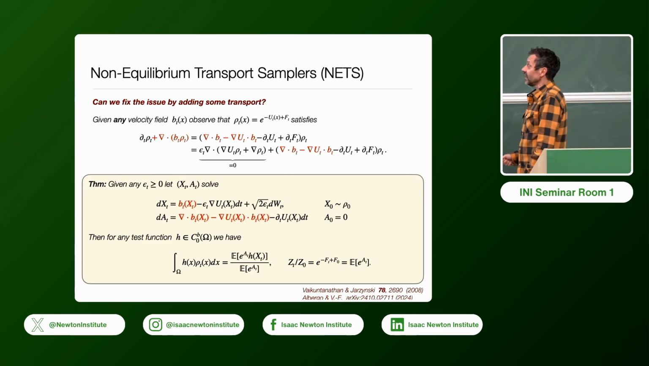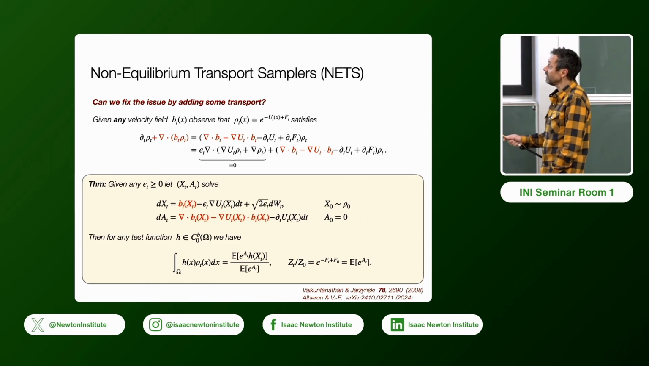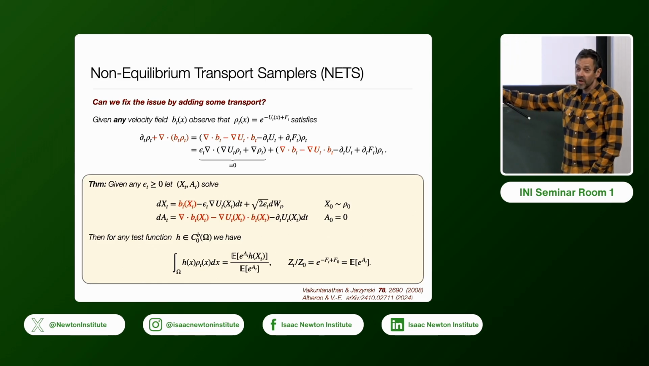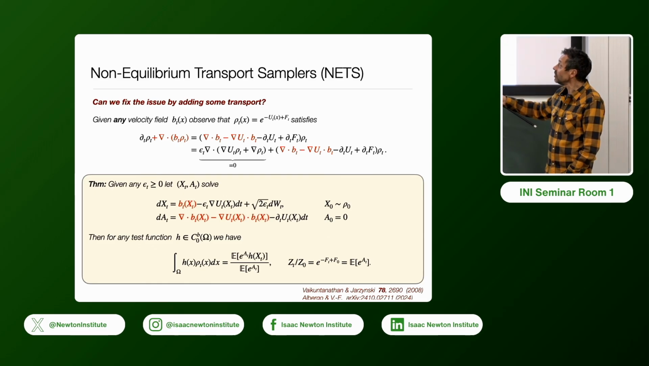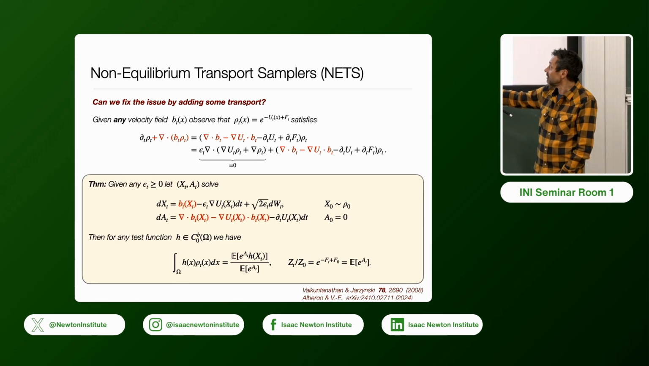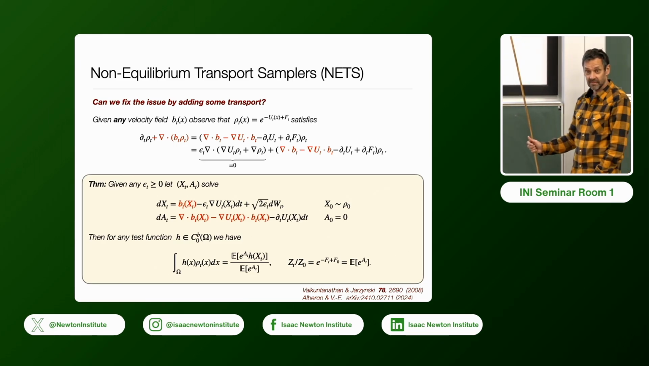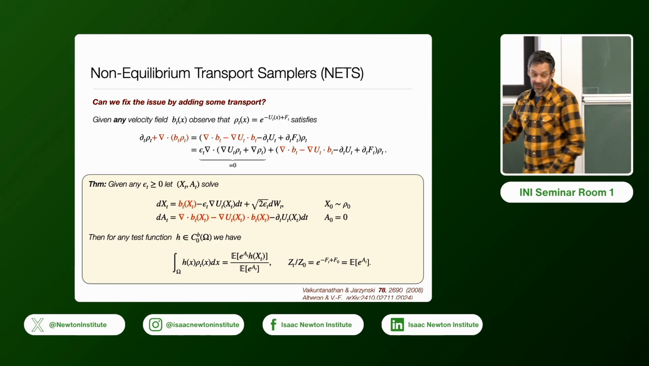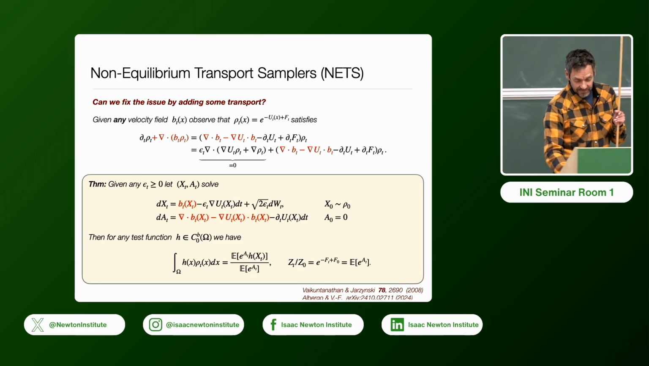Okay? Notice that there's a remarkable fact here, which is that this doesn't need to be a gradient field. So this doesn't even need to satisfy local detail balance, meaning at every fixed time, right? This B can be anything. Okay? And well, okay, so then what's the next question?